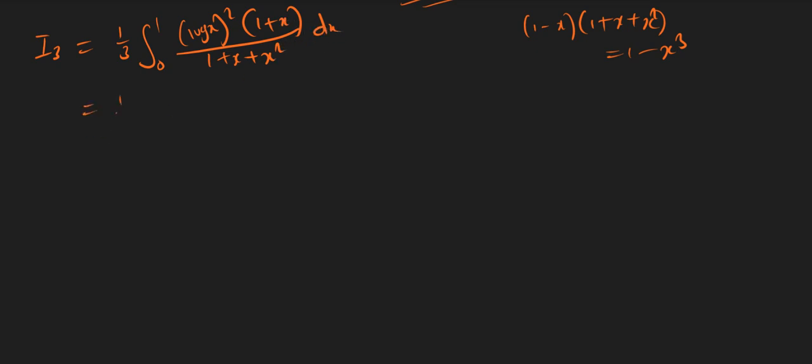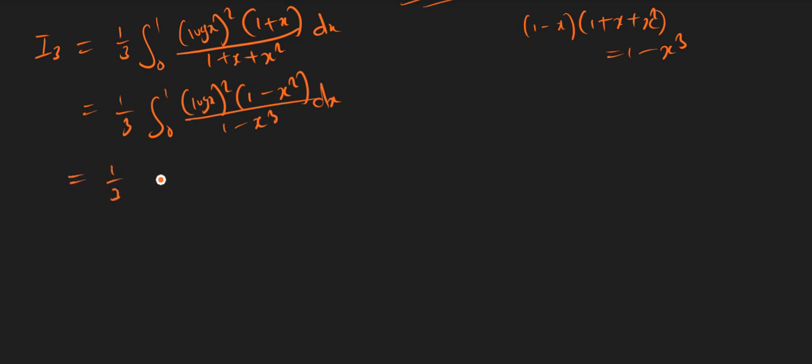So we are going to have 1 over 3 times the integral from 0 to 1 of (logarithm of x) all squared, then 1 minus x to the second power all divided by 1 minus x to the third power dx. Of course, the reason we are doing this is going to be clear soon, because we're going to write this as 1/3 of the integral from 0 to 1 of (logarithm of x) all squared multiplied by 1 minus x squared.